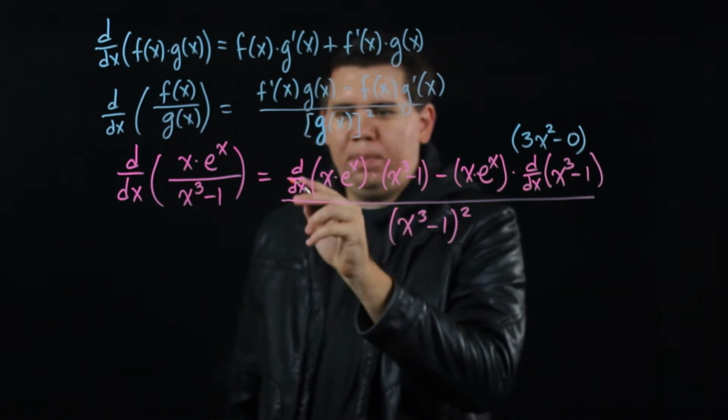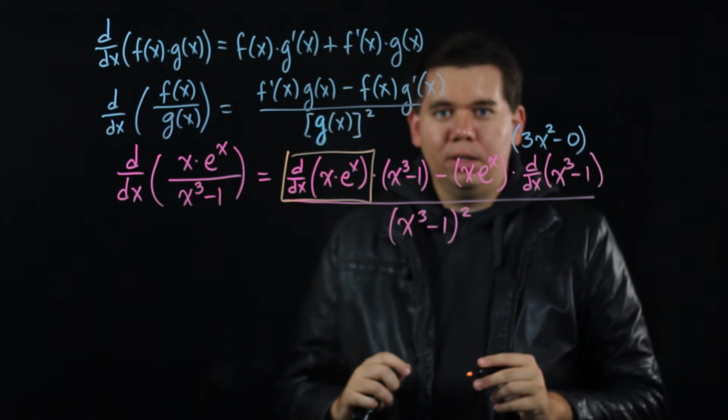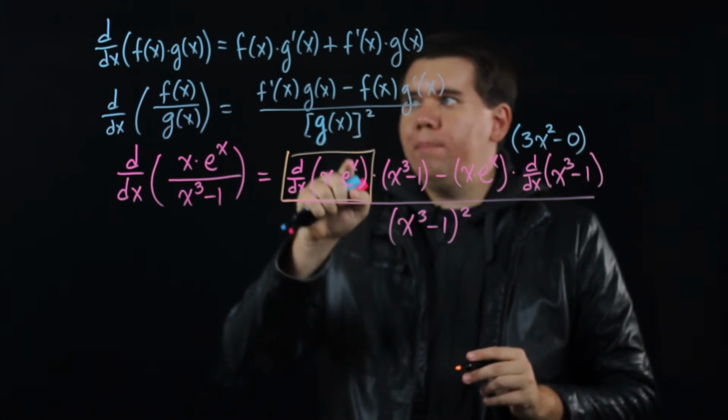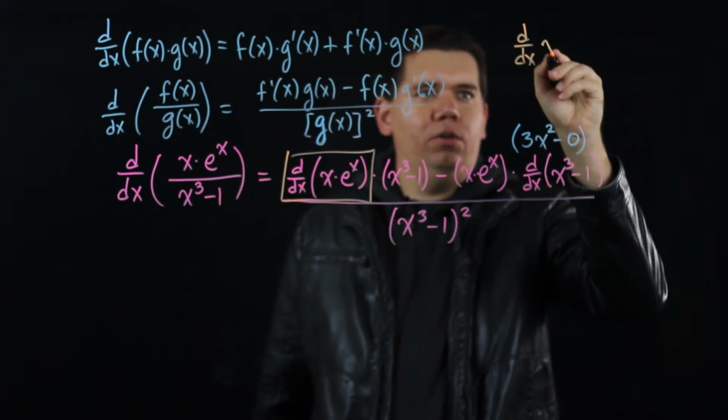But I come over here and I go, well, what is the derivative of this piece? What is the derivative of x times e to the x? Well, that is a product. To find that derivative, I need to use the product rule. So let's think about that derivative using the product rule.